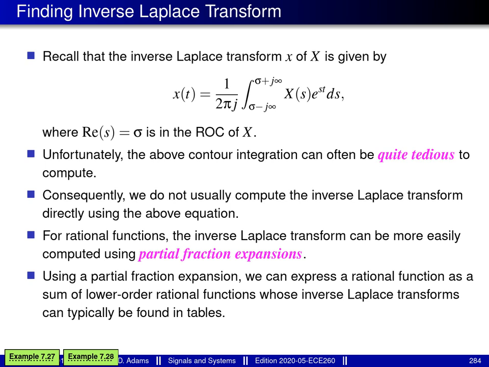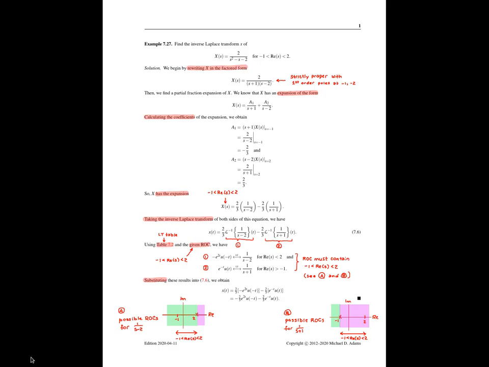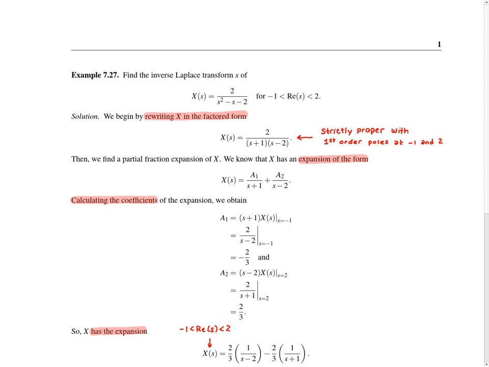At this point, I'd like to consider a couple of examples of finding inverse Laplace transforms of functions. First, I'd like to consider example 7.27. In this example, we're asked to find the inverse Laplace transform little x of the function big X, where big X is given by this particular formula here.